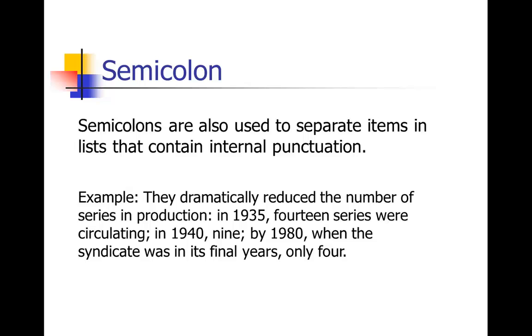So you're probably mostly familiar with this. You may have done this in your scientific writing before. But here's an example. "They dramatically reduced the number of series in production: in 1935, 14 series were circulating; in 1949, 9; by 1980, when the syndicate was in its final years, only 4." Notice the use of a colon here. We're going to get to the colon next. Notice the internal comma there, hence you need the semicolon to separate the items in the list. So you can see because of the internal commas, you clearly need a semicolon to demarcate the boundaries of the items in the list. So that's another use of the semicolon that you may frequently find you need.